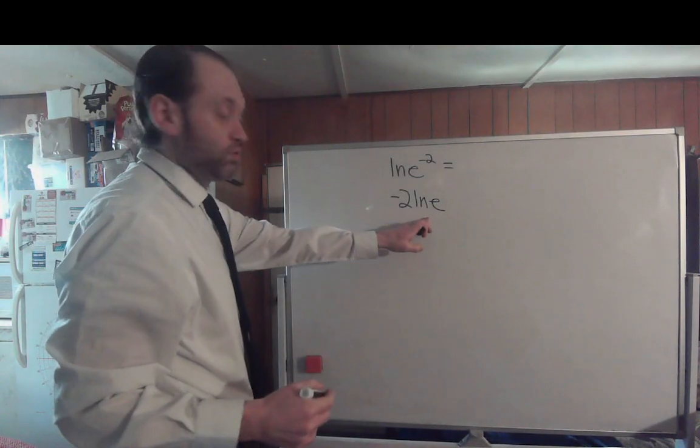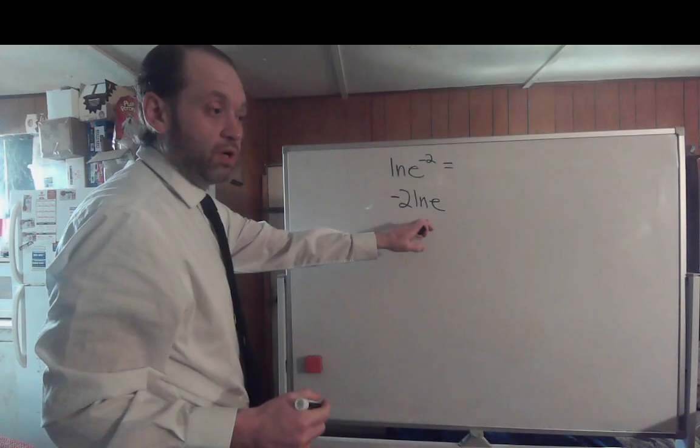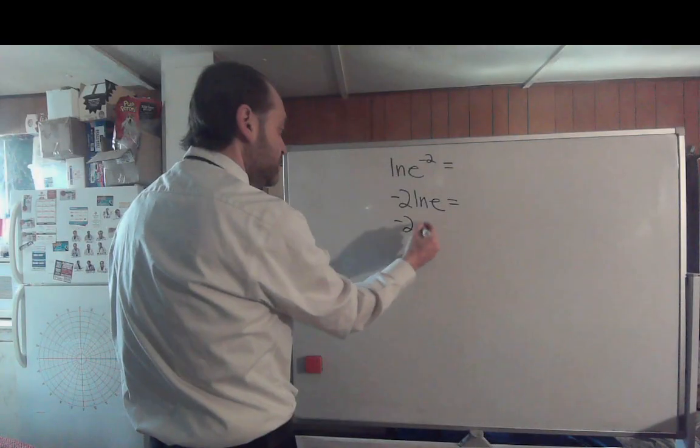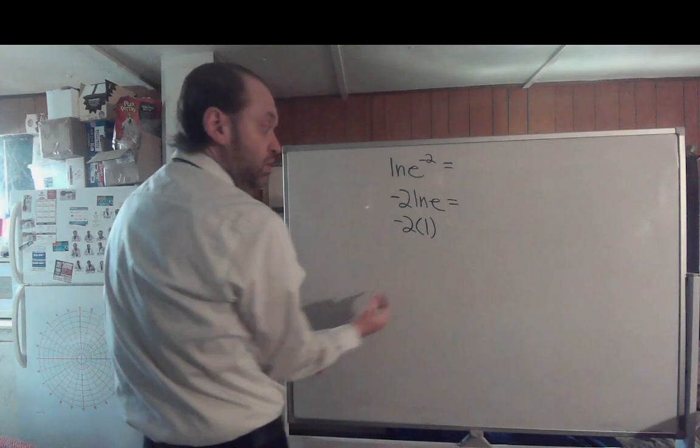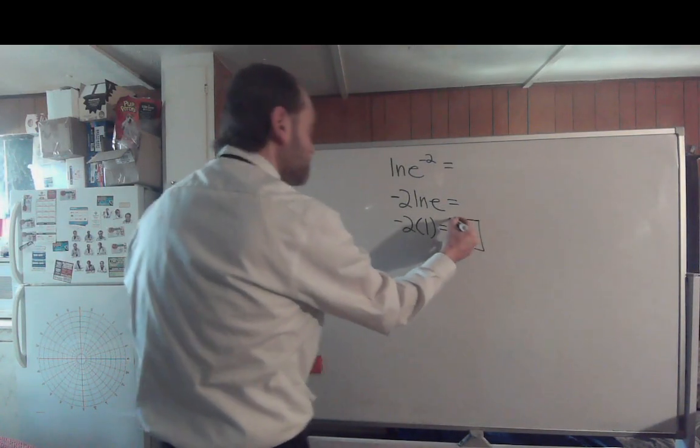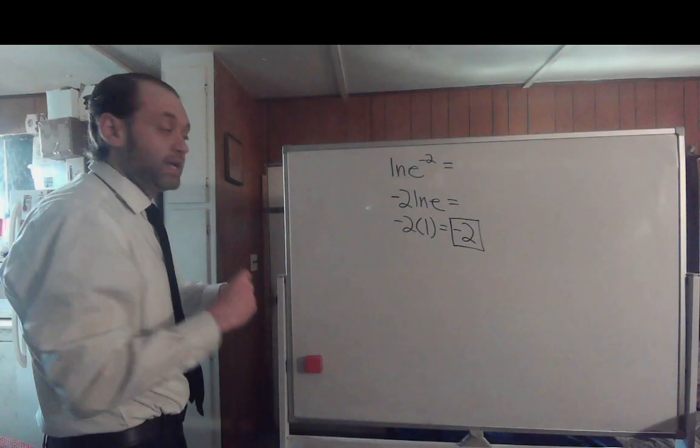What is the natural log of e? Well, e to the what power equals e? That'd be 1, right? So you'd have negative 2 times 1, which would simply give you negative 2 for your answer. So the answer to this would be negative 2.